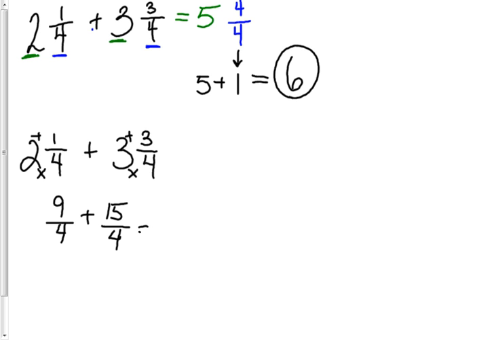And now I can add this together like it's a regular fraction. 9 plus 15. And I'm thinking in my mind, I know 10 plus 15 is 25, but 9 is 1 less. So 25 minus 1 is 24/4. And now I'm looking at this, and this is an improper fraction. Then we can change it back into a mixed number.